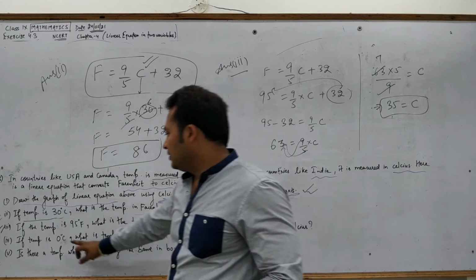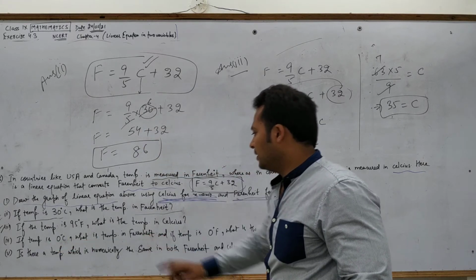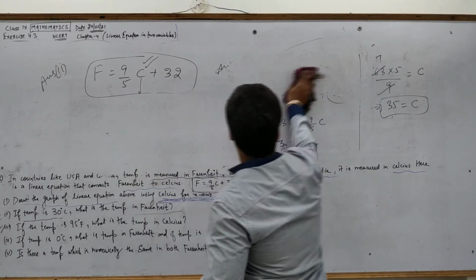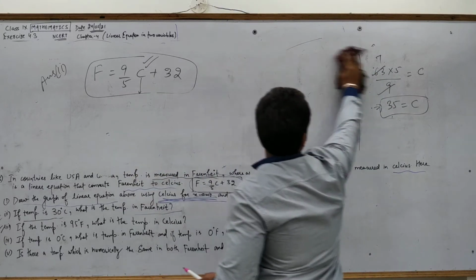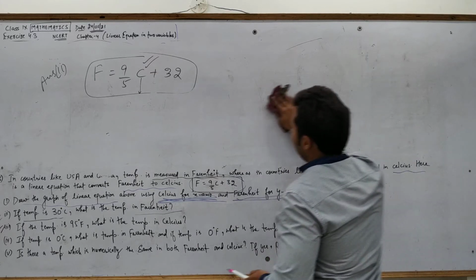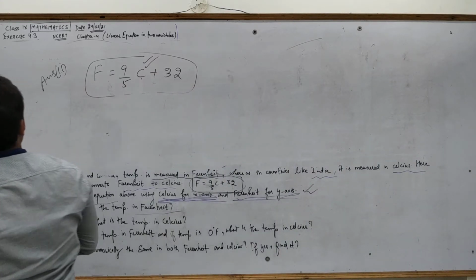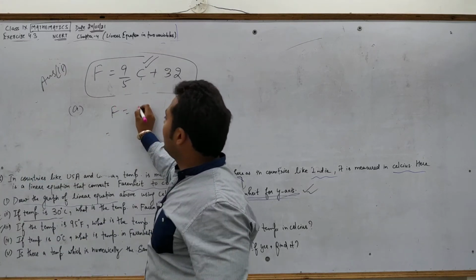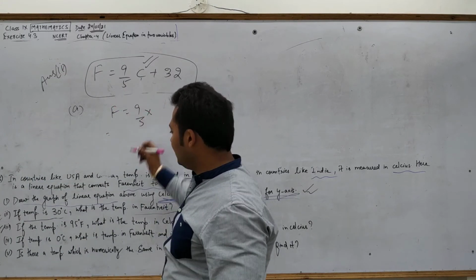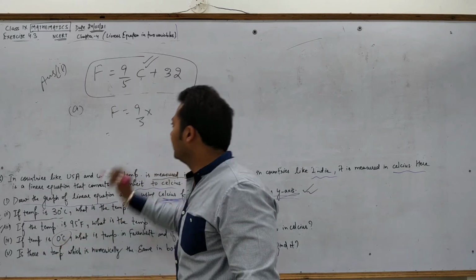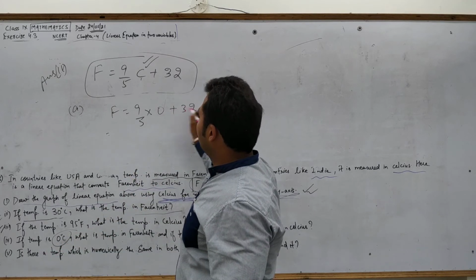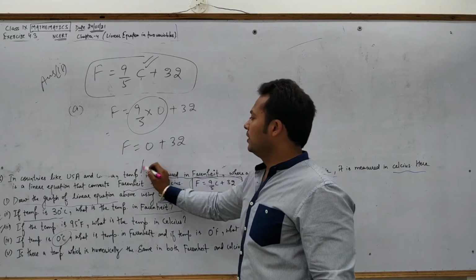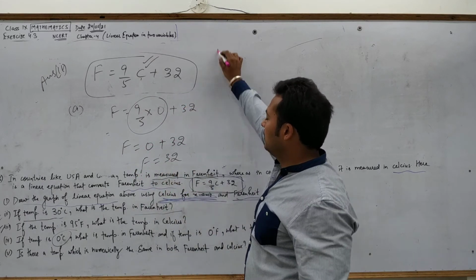If the temperature is 0 degrees Celsius, what would be the temperature in Fahrenheit? So 9 by 5 into the Celsius value, which is 0 degrees. So this will become 0. F equals 0 plus 32. So F will be 32.